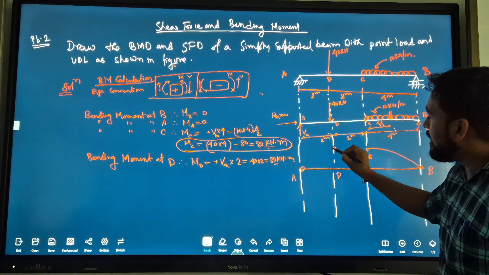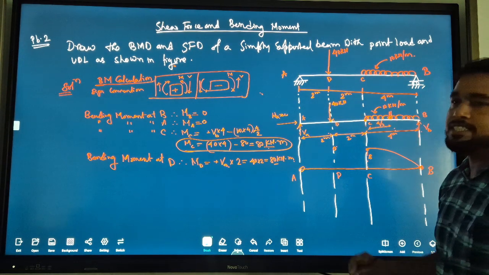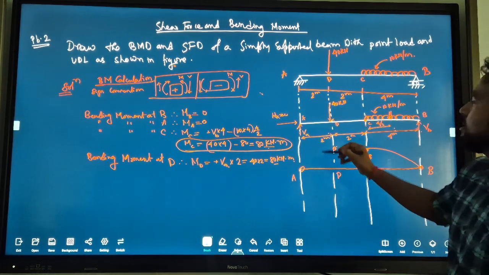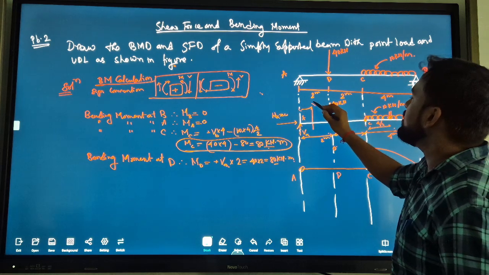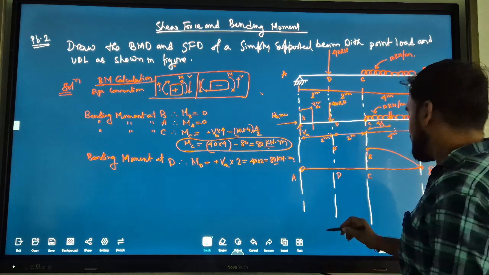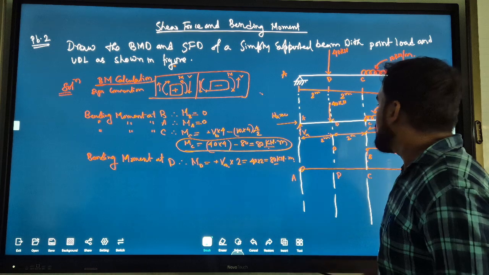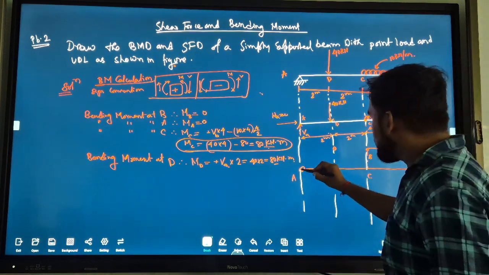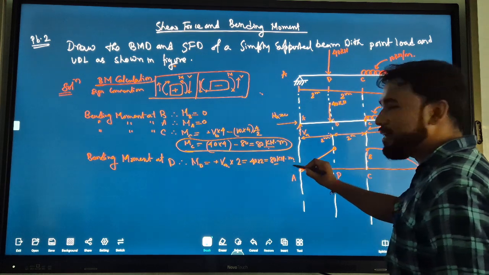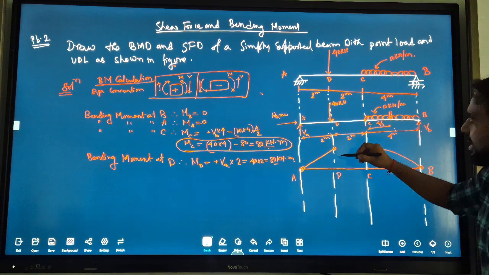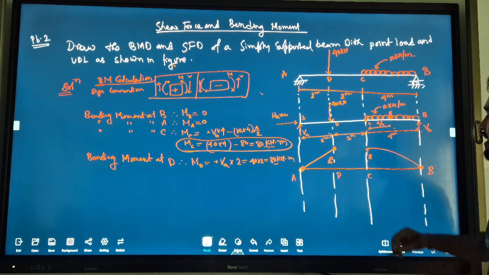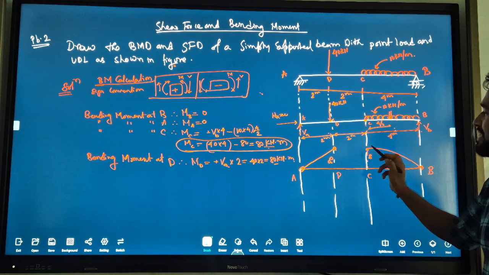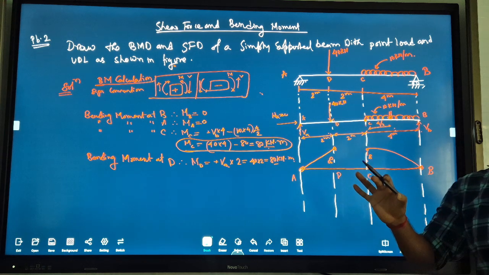Now how to join A and D? A straight line. If I take x, moment is V into x. So join these two points by a straight line. It looks like a triangle. Now moment at D is 80 kilonewton meter, moment at C is also 80 kilonewton meter. Now how to join D and C? Simply a straight line. Very simple.